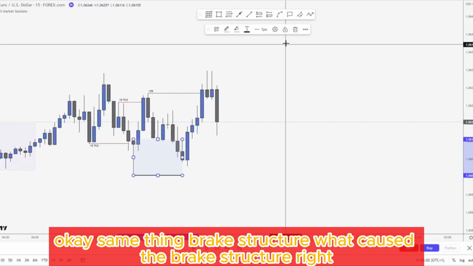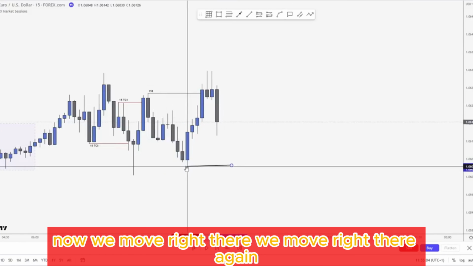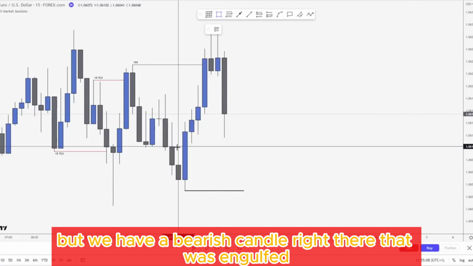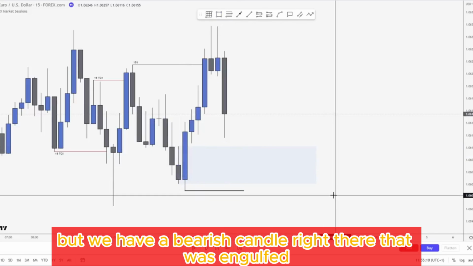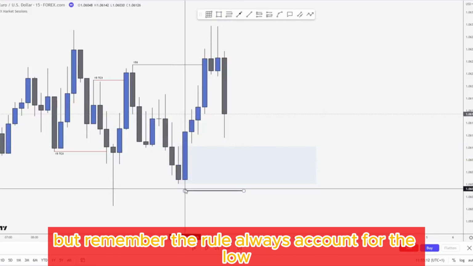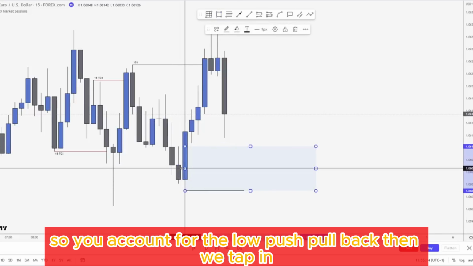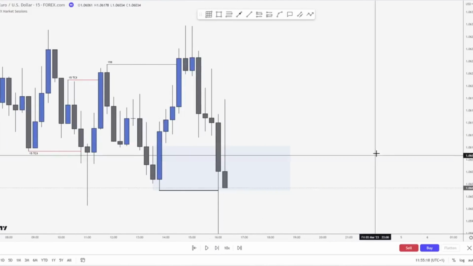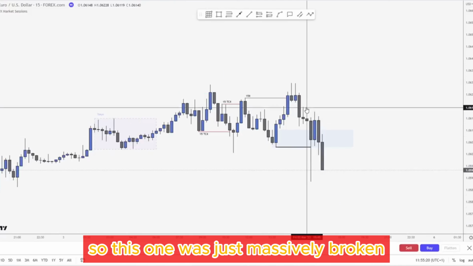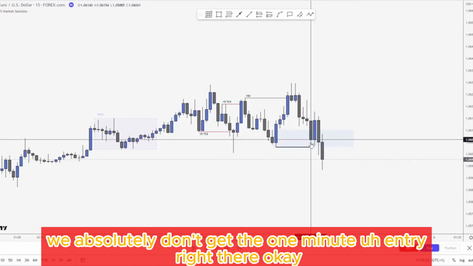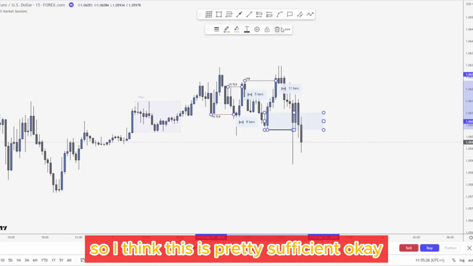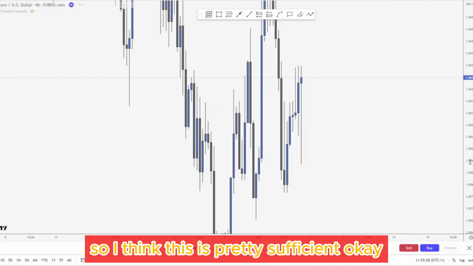What caused the break of structure? Right now, we move right there. Again, the demand zone is not entirely perfect, but we have a bearish candle right there that was engulfed. But remember the rule, always account for the low. So you account for the low, push, pull back. Do we tap in? Ooh. Okay, yeah, so this one was just massively broken. We absolutely don't get the 1 minute entry right there. Okay, so I think this is pretty sufficient.